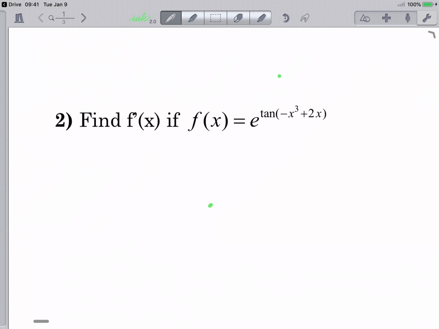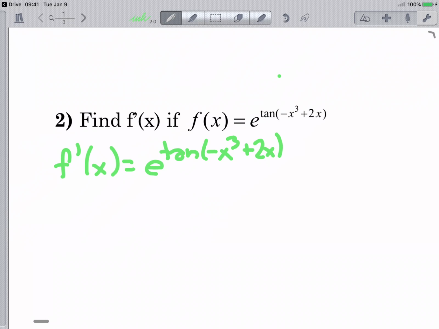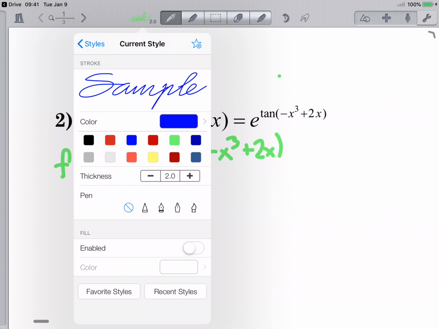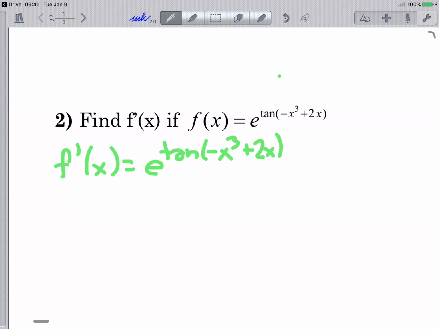Alright, the next one. I love e's. Taking the derivative of e, copy down exactly what I see: e to the tangent. That's the easy part. Now I've got to do the derivative of the inside, which is really the derivative of my exponent, but I've got chain rule there as well.